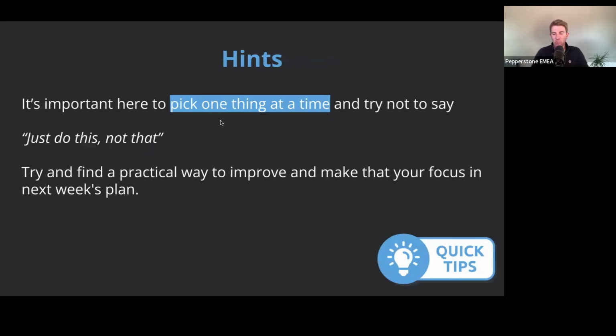And you know, I love the hint here, and I've mentioned this already in the earlier slide. It's important to just pick one thing at a time, right? You may have a selection of challenges in your trading. Maybe you aren't holding trades. Maybe you're jumping in too early. Maybe you're overtrading. Fine, and you may be legitimate, right? But just pick one thing at a time. And as I mentioned, don't just say, just do it. Try to find that practical way.